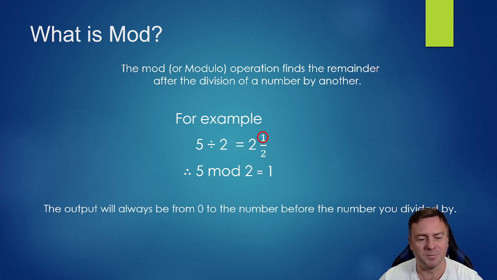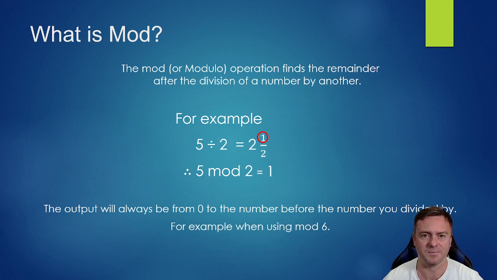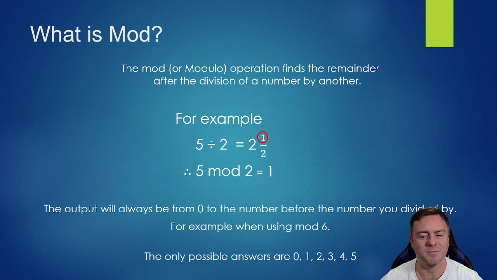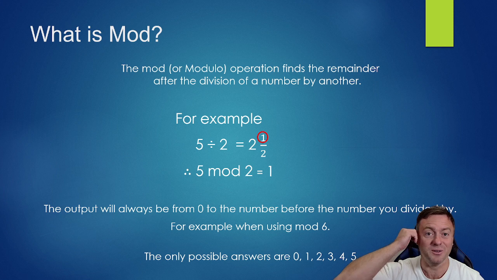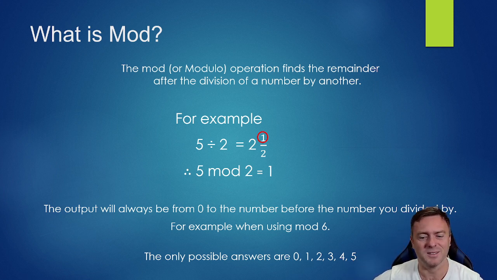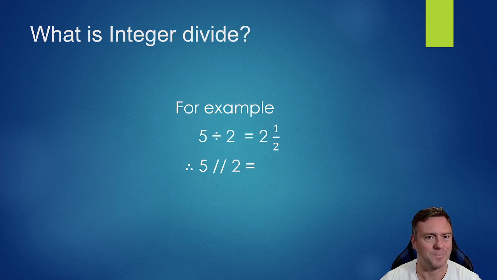When you do the output, it will always go from 0 to the number just before the number you divided by. So if you're doing mod 6, remainder division with 6 on the bottom, the only possible answers are 0, 1, 2, 3, 4, 5, because every time it gets to 6, that's a whole number, and then it sort of oscillates through. Mod is a very useful function. There's a whole heap of stuff that happens in computer science, and if you understand how mod works now, it makes that process easier down the track.